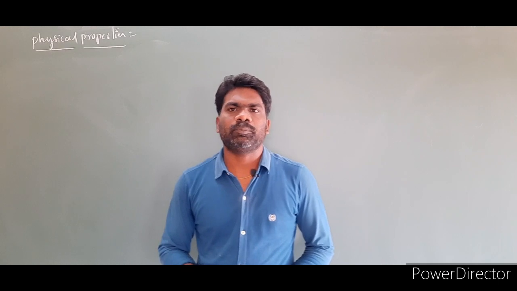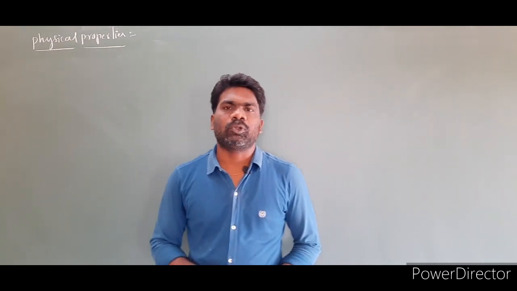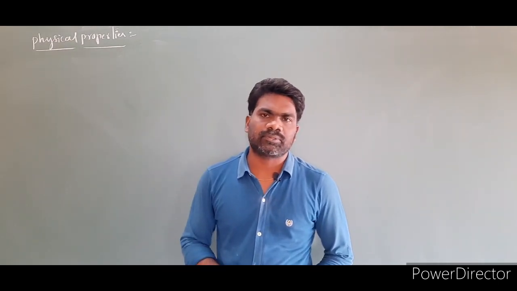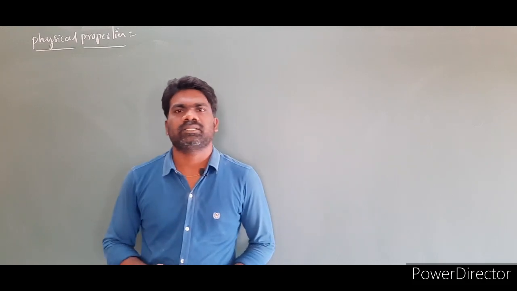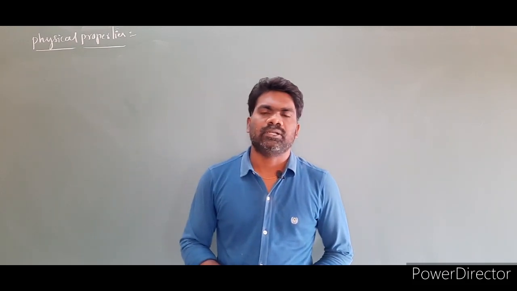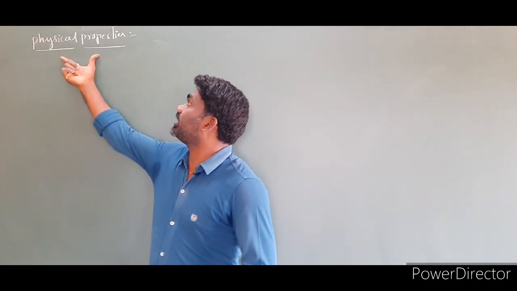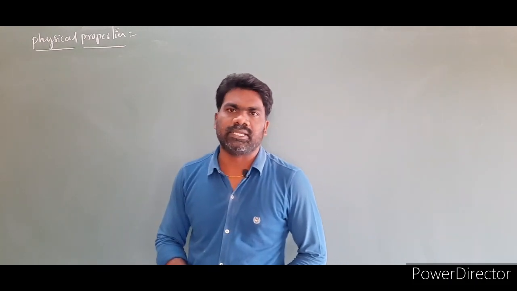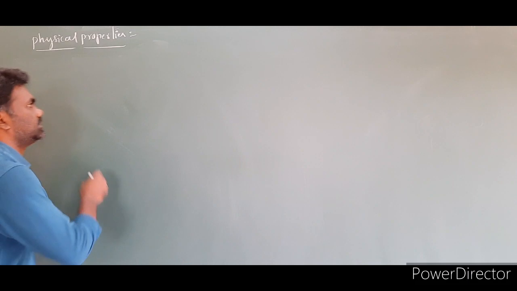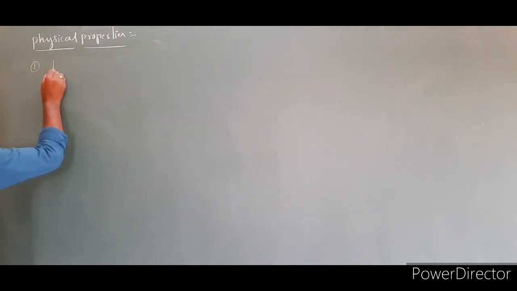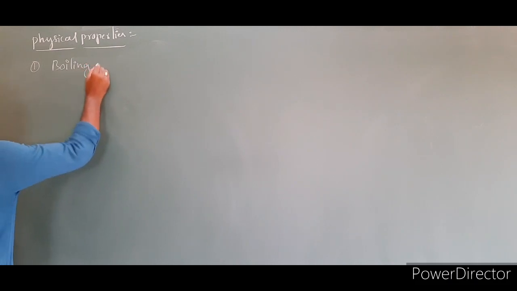Next topic is properties of ethers. The properties of ethers are divided into two types. The first one is physical properties, the second one is chemical properties. Now let us discuss one by one in detail. Among them, the first one is physical properties of ethers. In that, the first one is boiling points.